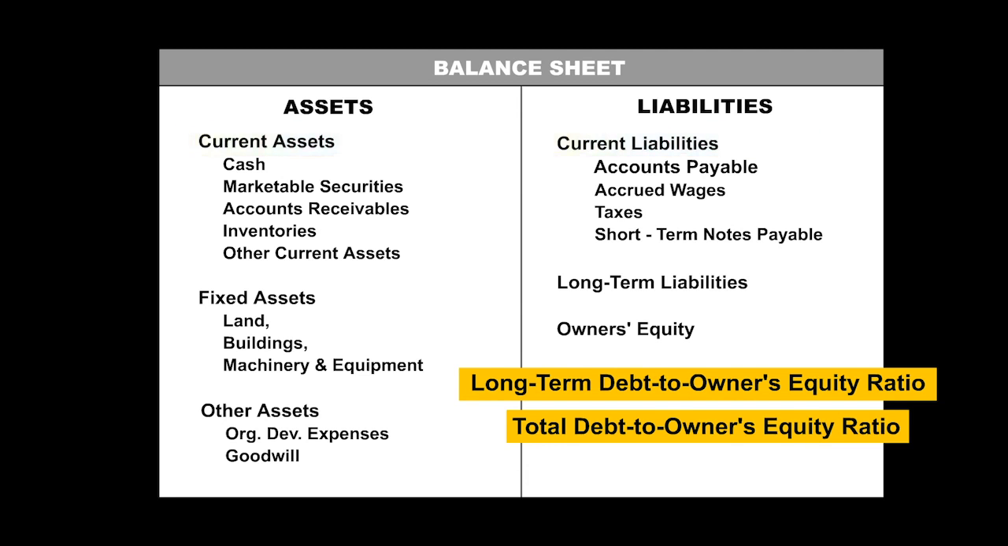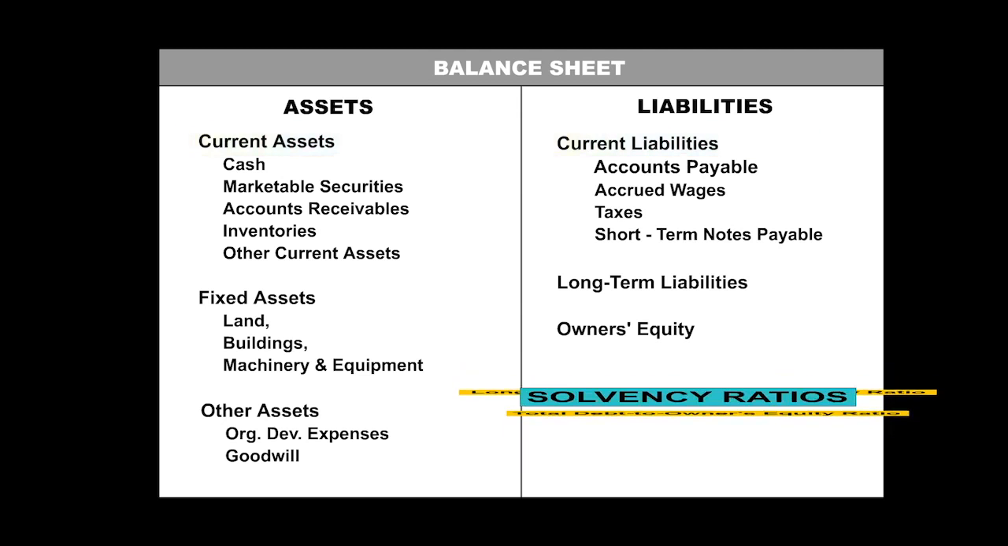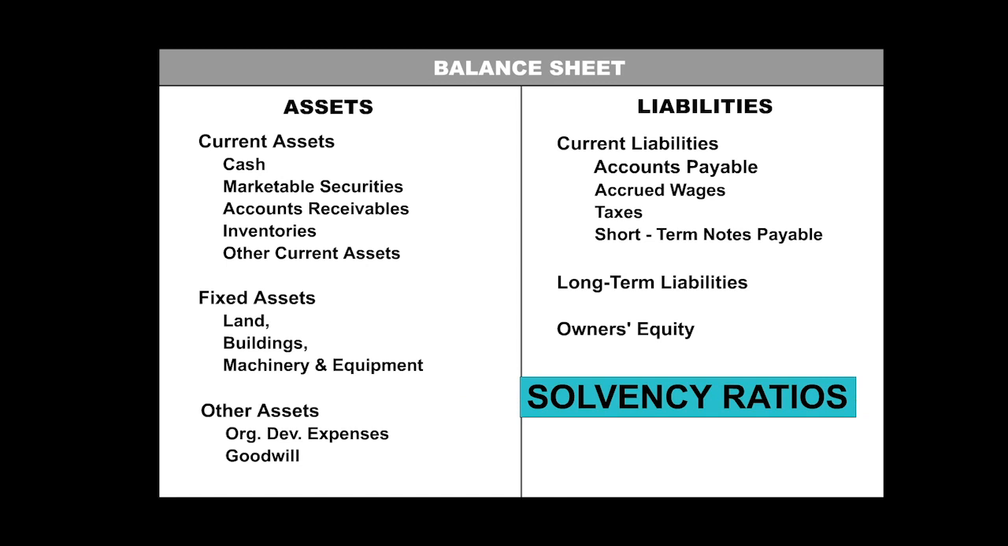The total debt to equity and the long-term debt to equity ratio are called solvency ratios because they try to approximate the relative financial risk being taken by the enterprise.